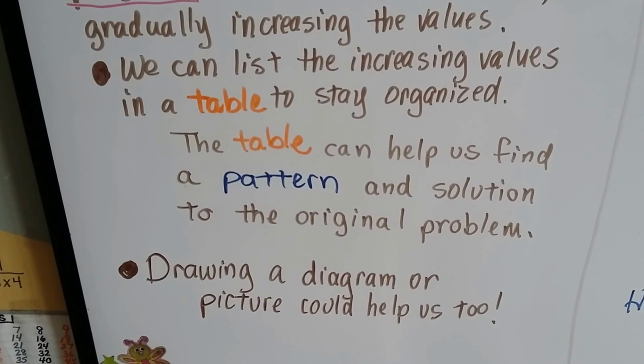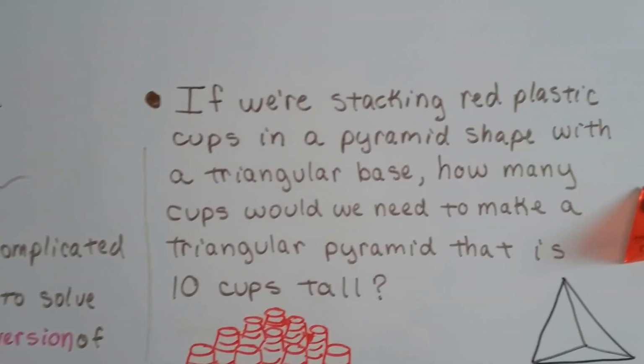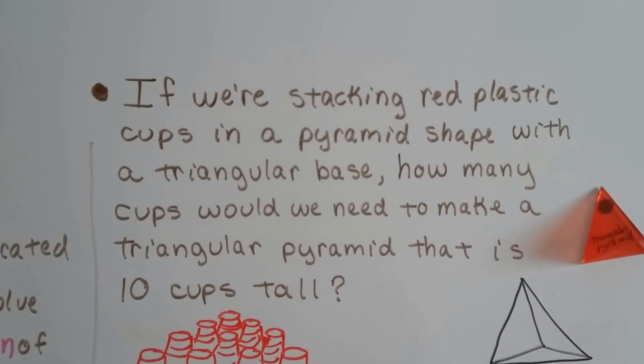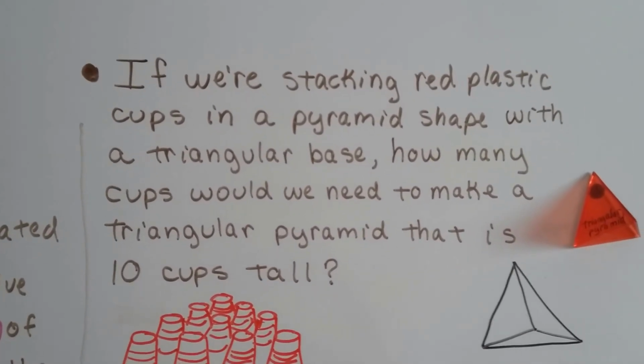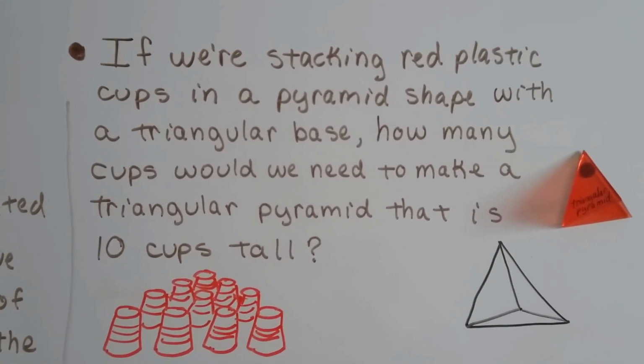We could even try drawing a diagram or a picture. That could help us too, couldn't it? So if we're stacking red plastic cups in a pyramid shape with a triangular base, how many cups would we need to make a triangular pyramid that is 10 cups tall?